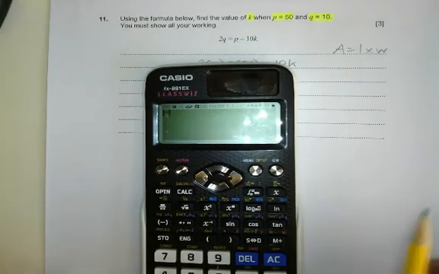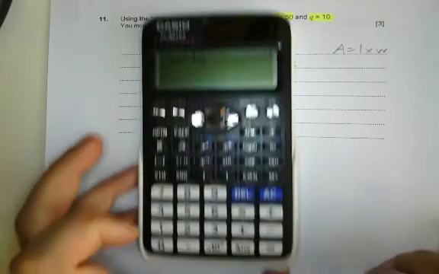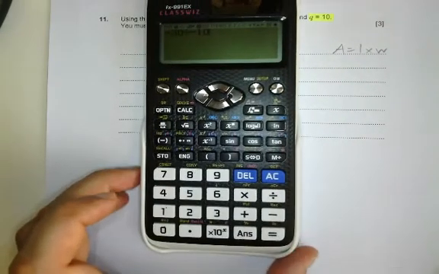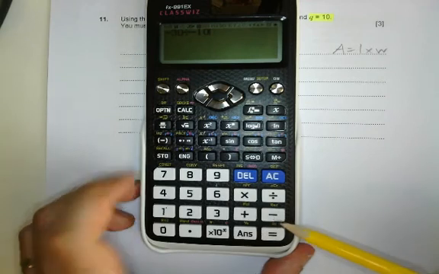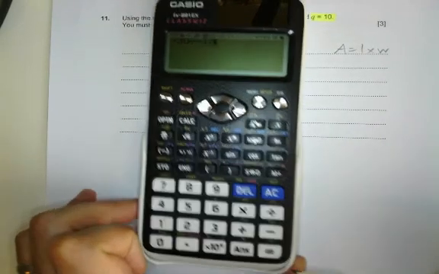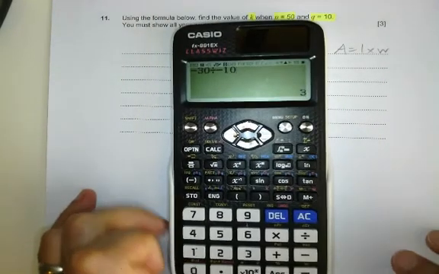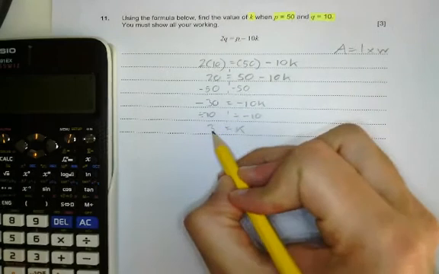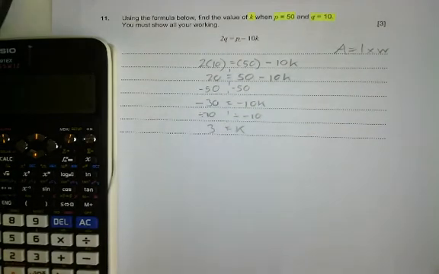Now, you might be able to do that in your head. If you can, well done. Minus 30 divided by minus 10. If anyone couldn't see there, by the way, when you want to put negatives into a calculator, you can use that one or that one. It's up to you. Okay, minus 30 divided by minus 10 gives me 3. So k will equal 3.